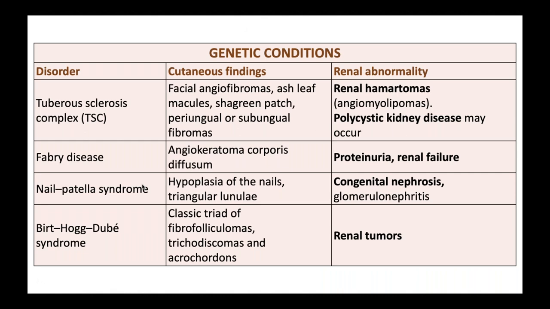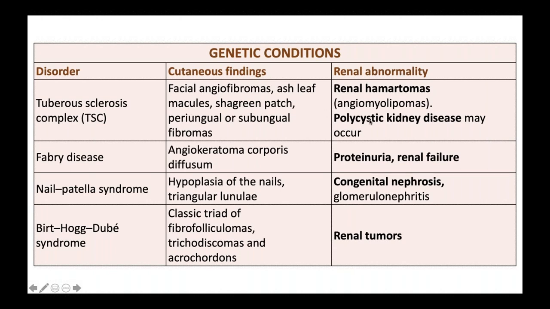So these are some of the genetic conditions which can have renal manifestations and have typical cutaneous findings. We'll just be going over a few important ones. So you have the tuberous sclerosis complex: facial angiofibromas, which typically appear at puberty and are present around the nose area, the nasolabial folds; ash leaf macules, which are hypopigmented; a shagreen patch, which is a collagenoma, a plaque which is almost skin colored; and periungual or subungual fibromas.